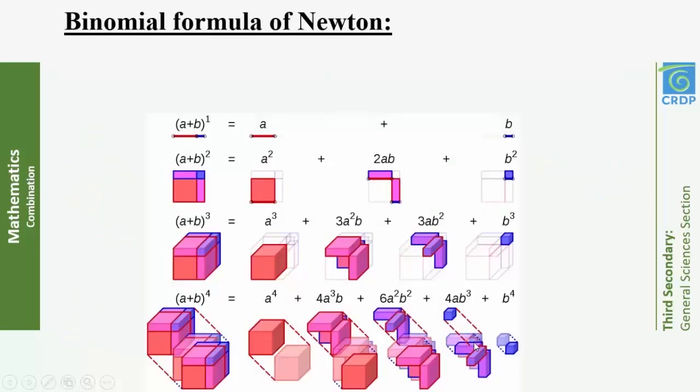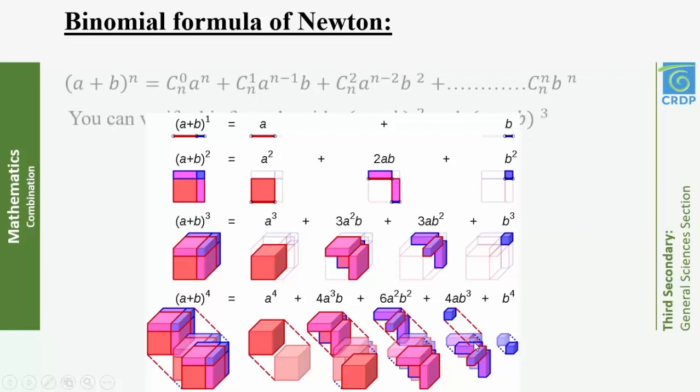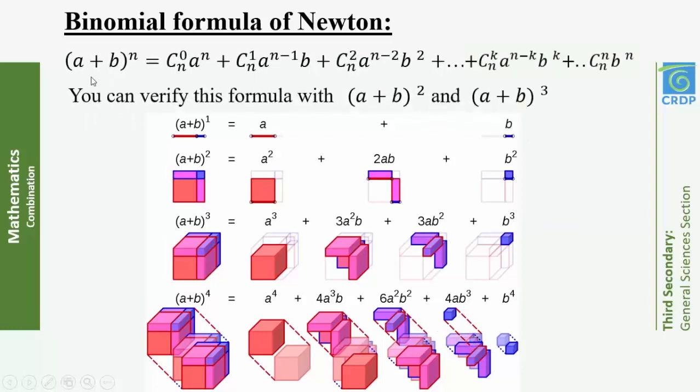The binomial formula of Newton. Let's read this formula together. (a plus b) exponent n is equal to C(n,0) a exponent n plus C(n,1) a exponent n minus 1 b plus C(n,2) a exponent n minus 2 b squared, etc., until we have C(n,n) b exponent n.